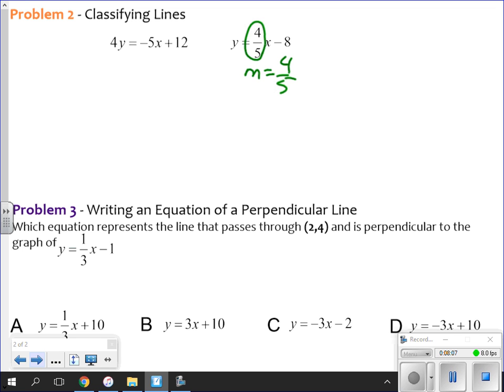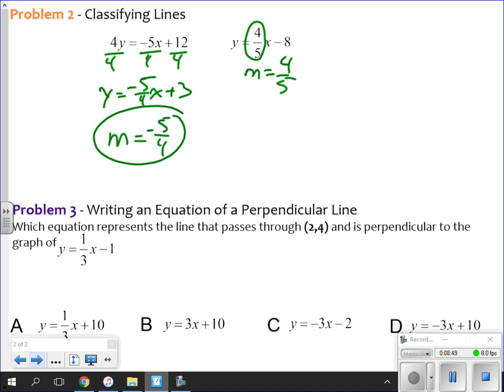This is not in slope-intercept form. I need to have y by itself. I don't have y by itself. So I need to get y by itself before I can compare the slopes. Easy enough on this one. I need to get rid of the 4. Divide by 4 and divide everything by 4. Gives me y equals negative 5/4 x plus 3. What's the slope of this line? Negative 5/4.